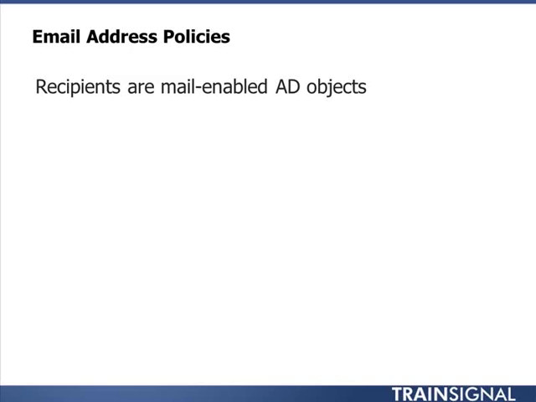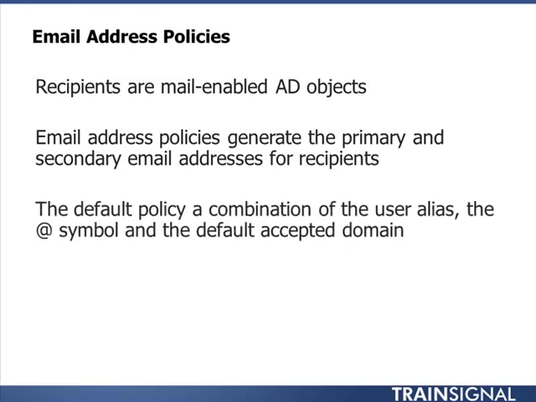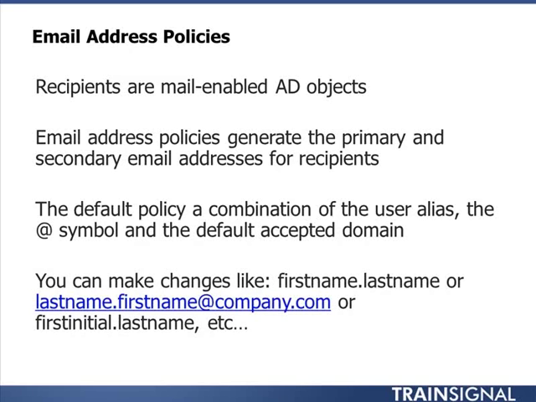Let's talk for a moment about email address policies. Recipients are mail-enabled Active Directory objects. Email address policies generate the primary and secondary email addresses for recipients. The default policy is a combination of the user's alias, the @ symbol, and the default accepted domain. You can make changes to the email address policy, like firstname.lastname or lastname.firstname@company.com or firstinitial.lastname, and so on.